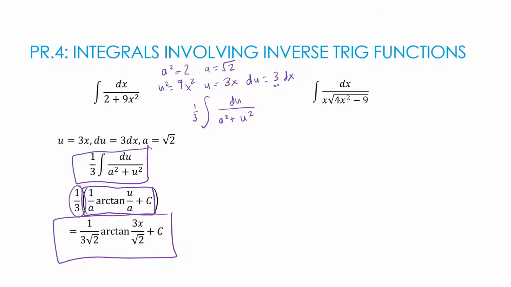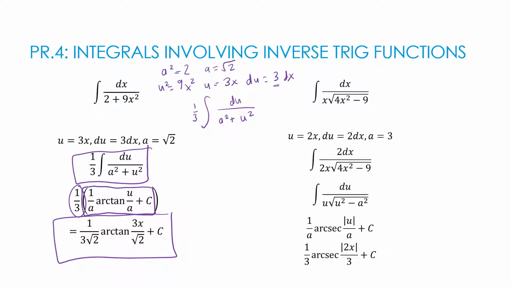Same thing for the next one. Again, I'm looking at what each value is. So my u would be the square root of 4x squared, which is 2x. My derivative of u would just be 2dx. My a would be 3. And then using all of those substitutions, it fits this pattern, which is the arcsecant pattern. Then all I'm doing is plugging those values back in the appropriate spots.